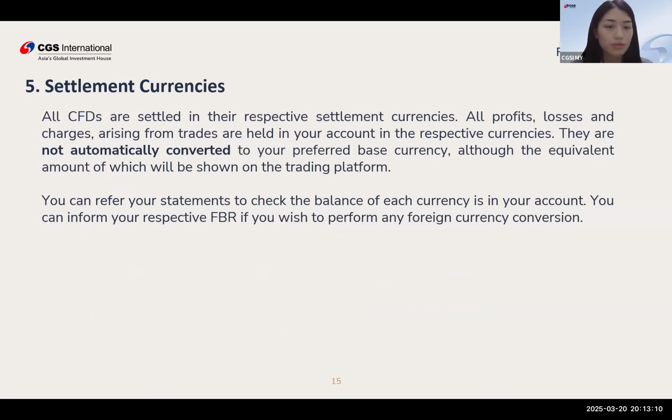You can always refer to your statement to check the balance of each currency in your account. You can also inform your respective FBR if you wish to perform any foreign currency conversion.